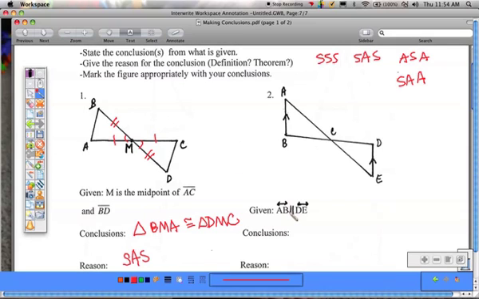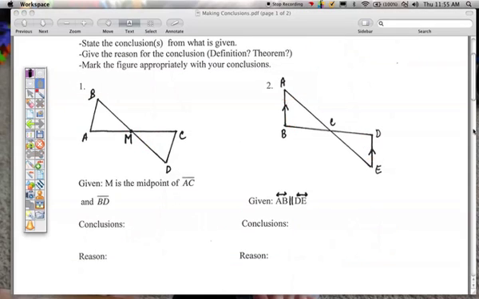All right, the next one. AB is parallel to DE, so AB is parallel. Okay, that's marked. Conclusions, well, we have alternate interior angles that are equal. So the measure of angle A is congruent to the measure of angle E. Also, these angles are congruent. Measure of angle B is congruent to the measure of angle D. And the reason, alternate interior angles are congruent. All right, we'll do a couple more.